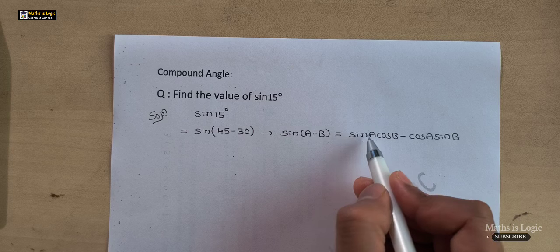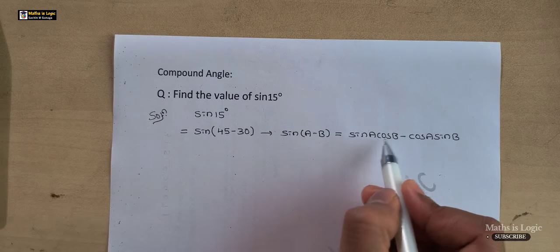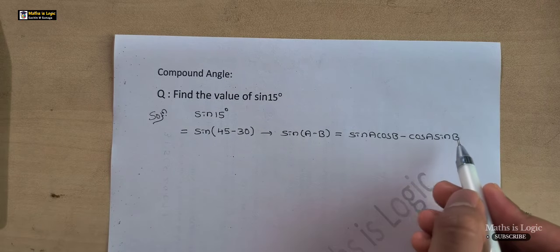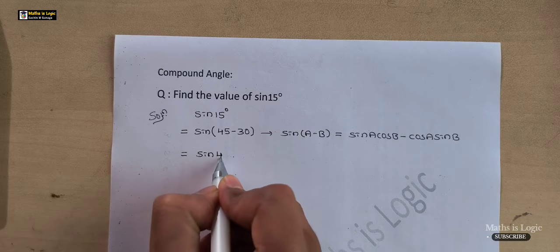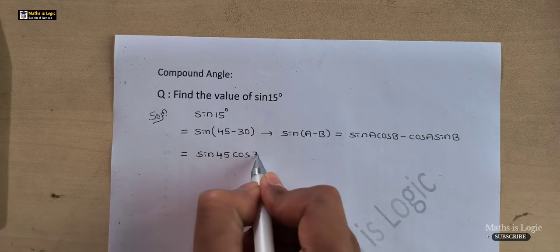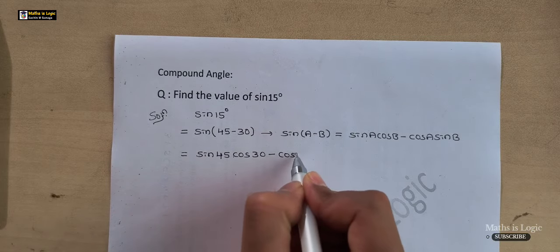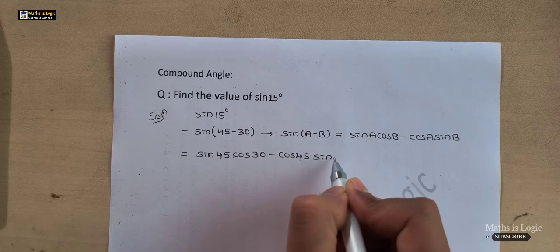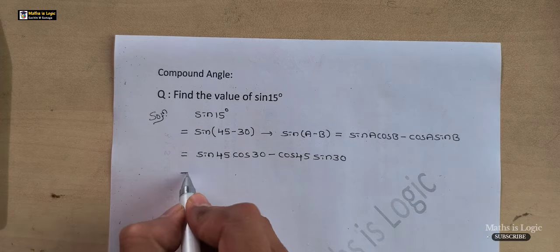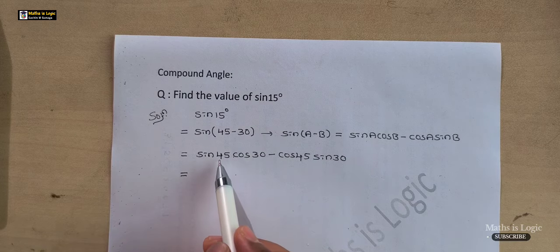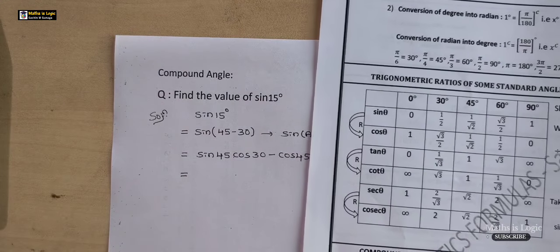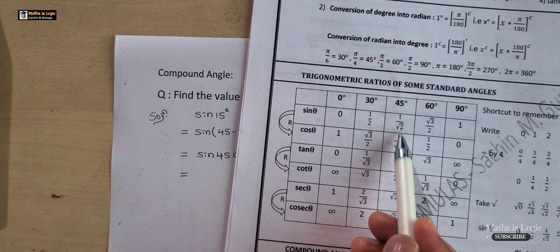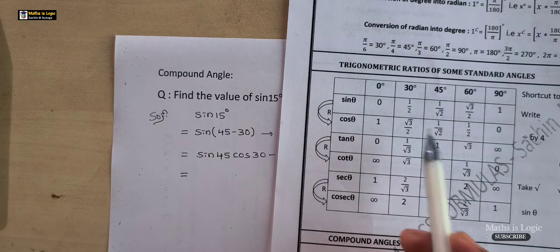Remember, this A means 45 degree, B means 30 degree. That means you are going to apply this right hand side value. Wherever A comes, replace by 45. Wherever B comes, replace by 30. So this becomes sine 45 into cos 30 minus cos 45 into sine 30. Next, after applying this formula, now you can see 45 and 30 degree both are standard angles. Therefore, substitute the value. So we know sine 45 is 1 by root 2, cos 30 degree root 3 by 2.